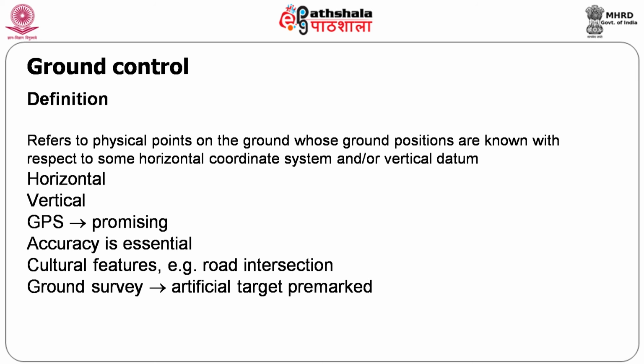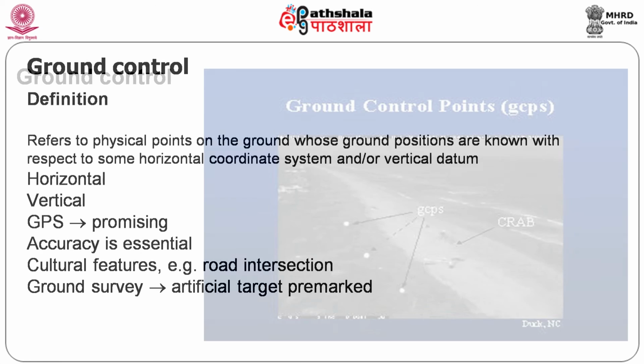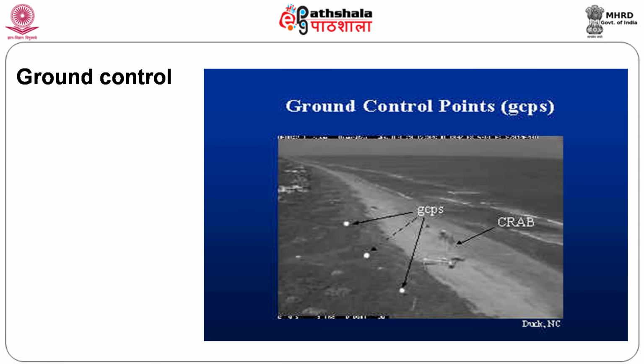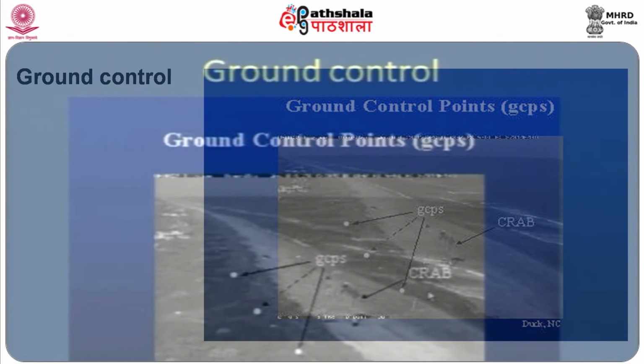I told you all these targets are placed prior to photographing, that is very important, otherwise you will be missing them. So, artificial targets are pre-marked. You can see here the GCPs, the ground control points, and this is the target. You see here all white objects are placed, and you can even see a crab which is moving here, and then this is the control point, and that is done before taking a photograph.